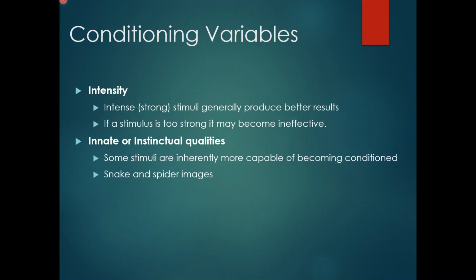Next, we have innate or instinctual qualities. Sometimes the variables that we are conditioned to associate with things are inherently more capable of becoming conditioned. They're things that our brains are just more likely to latch onto. For example, a picture of a snake or a spider tends to be a very strong conditioned stimulus. Because of the way our brains are hardwired, we just learn those quicker.